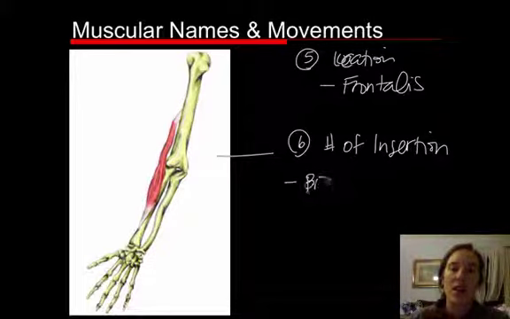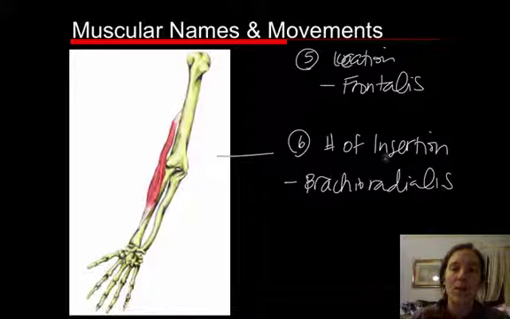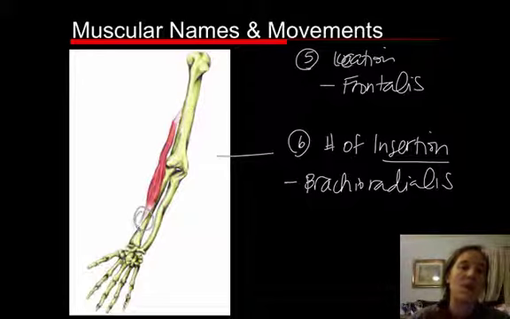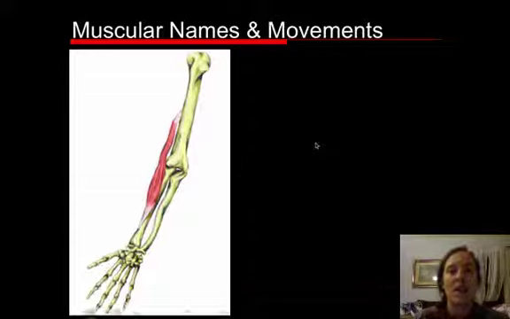And the brachioradialis is a good example of insertion point because it's telling you that the insertion of that muscle is on the radius bone. So lots of different ways that we can name muscles.